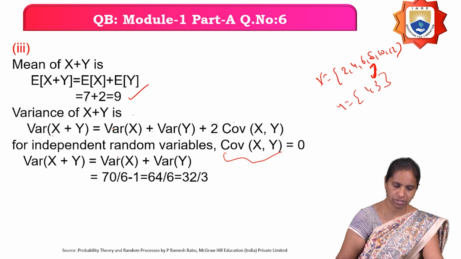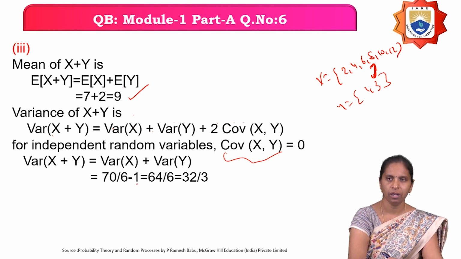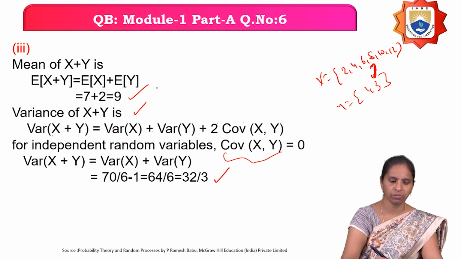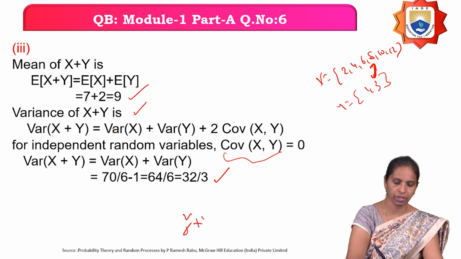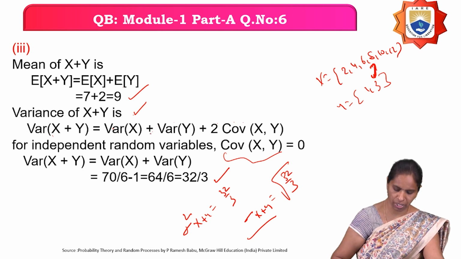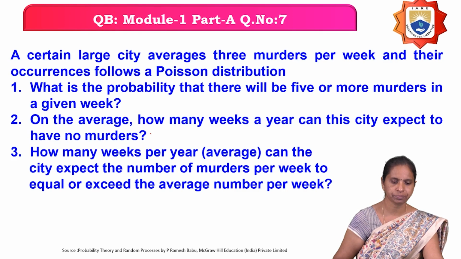The variance of x equals 70 by 6, minus... the variance of y is nothing but 1. Therefore, this is the variance of the random variables x and y. And what is the standard deviation? The variance is nothing but 32 by 3. And what is the standard deviation of the sum of those two random variables? The square root of 32 by 3. That is the standard deviation of the sum of the two random variables x and y.